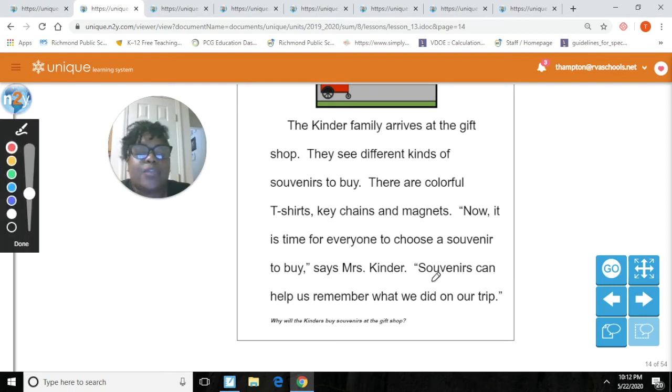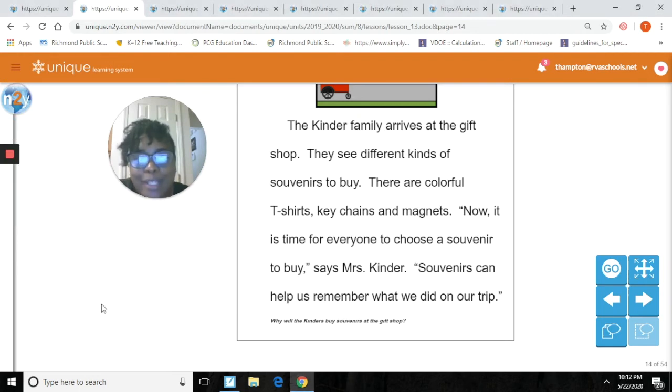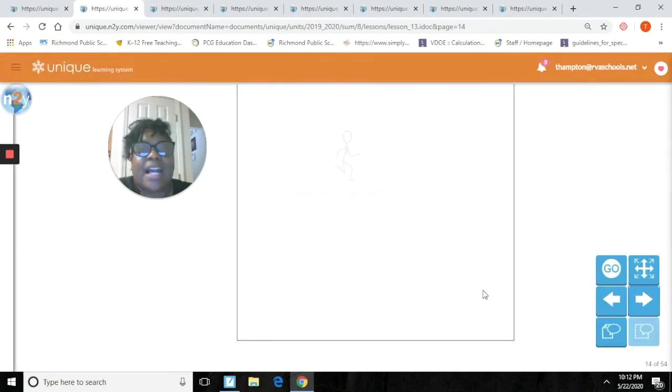Now, did you say souvenirs can help us remember what we did on our trip? And that's very true. Every time I go on a trip, I always look for a refrigerator magnet because I love refrigerator magnets. It's my way of remembering where I went and what I did. They are so fun, okay? And I'll even ask family members and friends, if they're going to a place that I have never gone to, bring me a magnet back because it helps me to learn about a new place and it adds to my collection. I love it. Okay. All right, so let's go on.